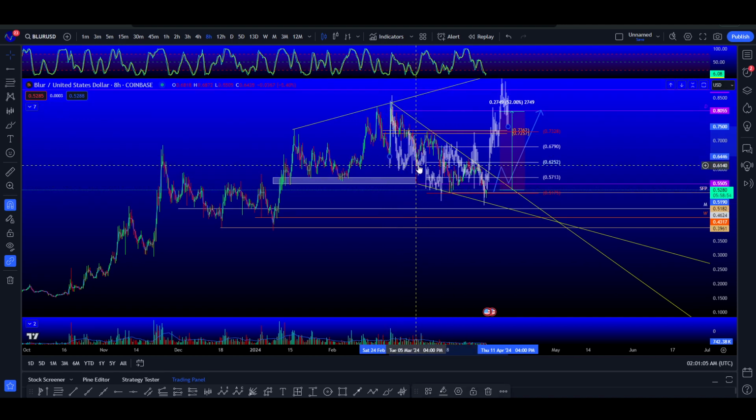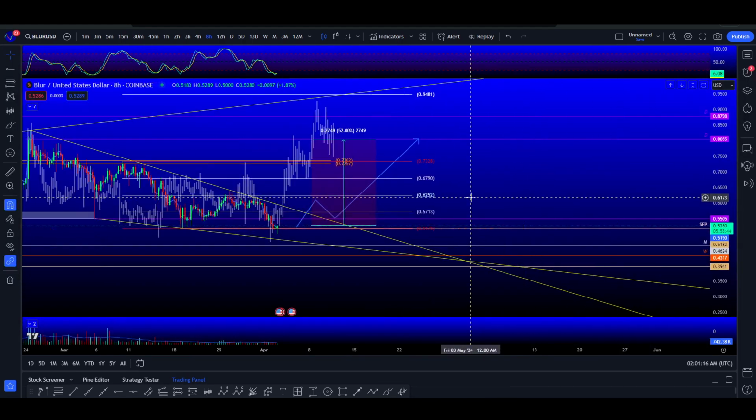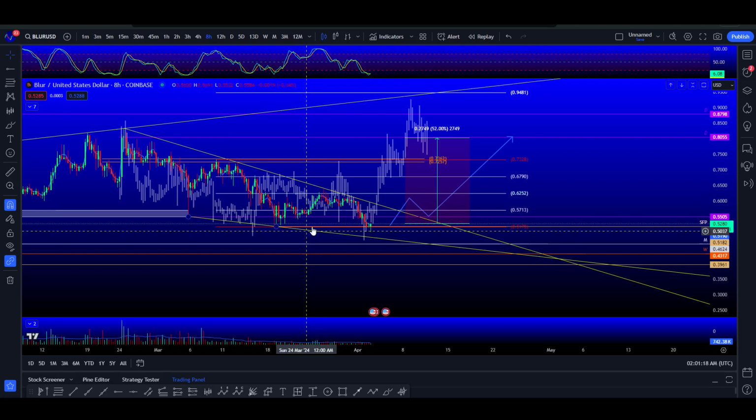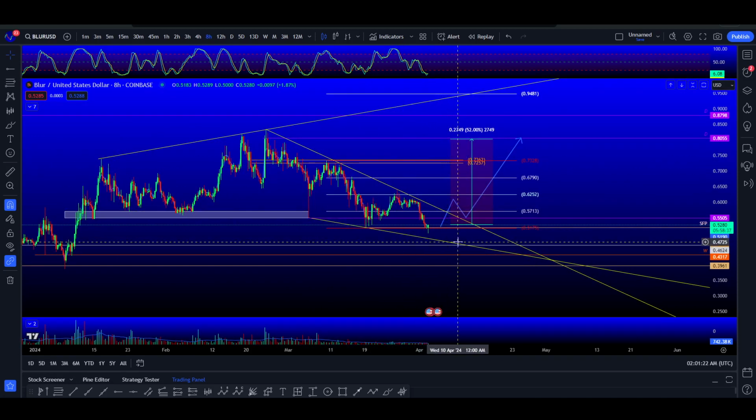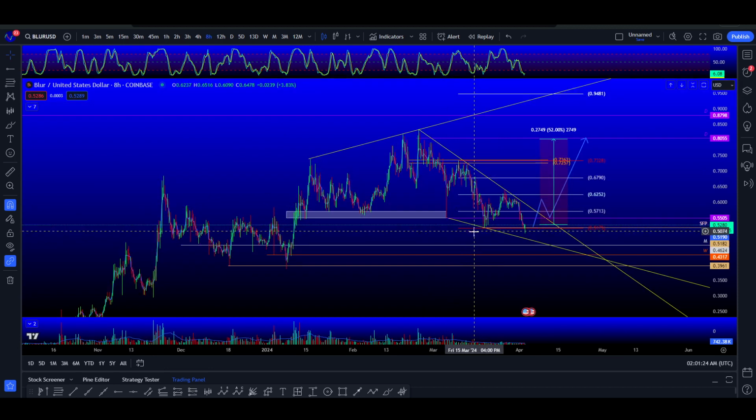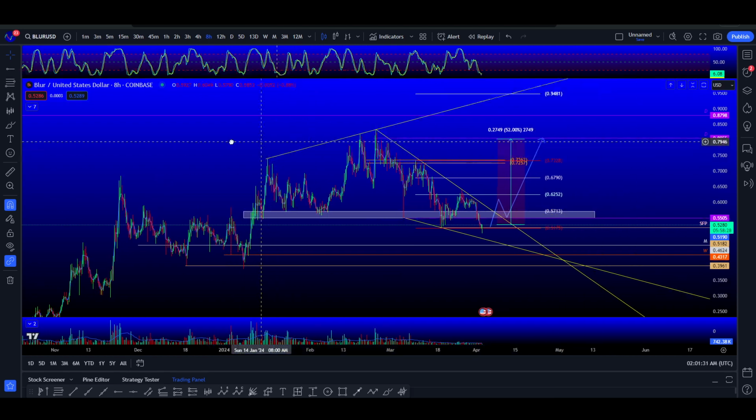As you can see, sell off, impulse, sell off, impulse, impulse comes down, sweeps, and moves higher. So I do expect this kind of pattern to really play out. And like I said, will it play out exactly? Who knows? But I think this is just something to keep in mind, especially with Blur at a very interesting level. The only thing I don't like is that we are pretty much at resistance, right?